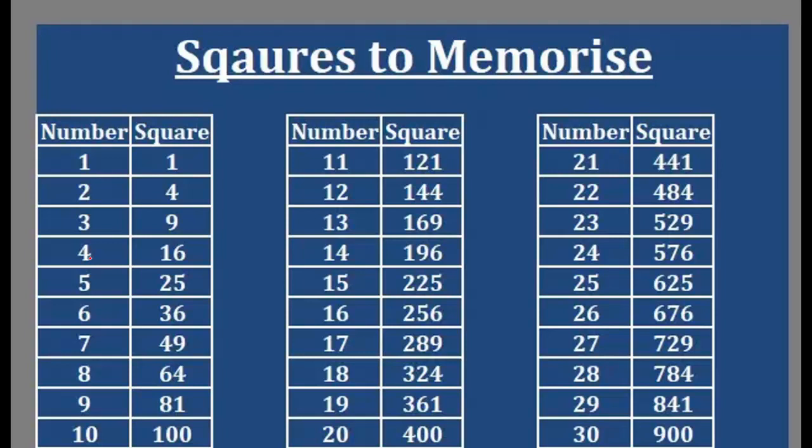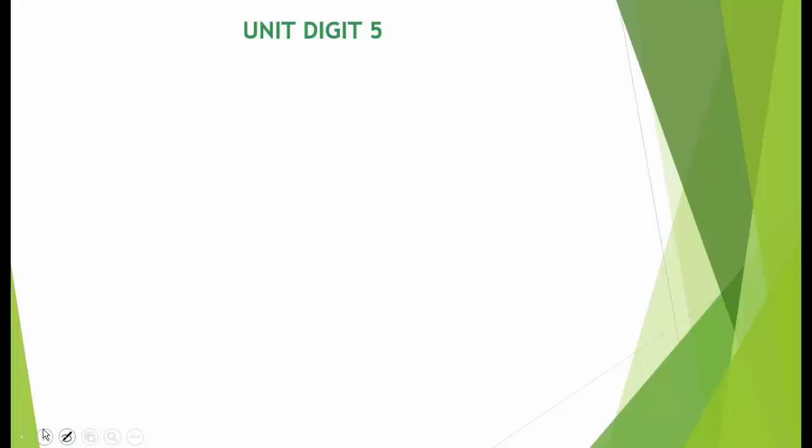Students, if you practice this daily for 5 to 6 days, it will automatically be memorized. Okay, now let's talk about unit digit 5. How to calculate the square of a number whose unit digit is 5, say 25. Now you all know that the square of 25 is 625, but the trick is to find the number except this 5.